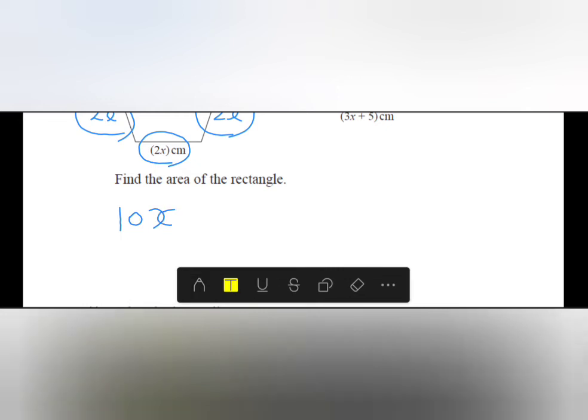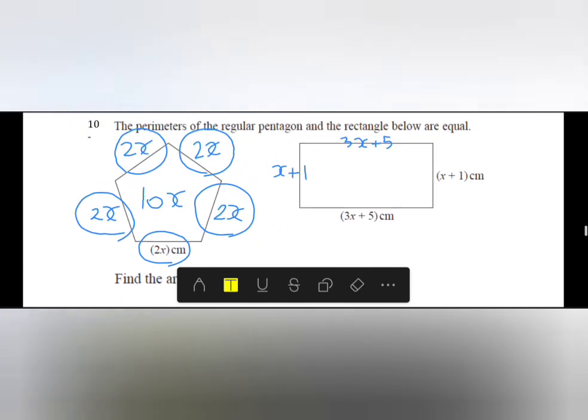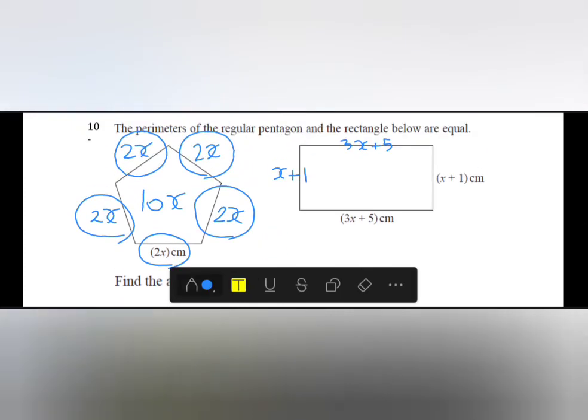So we can work on it. Equals the perimeter of the rectangle. Now let's find the perimeter of the rectangle. As we said, we're going to add all these together to find the perimeter of the rectangle. Let's add them together. So we have here what?